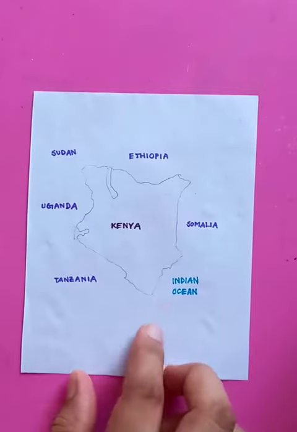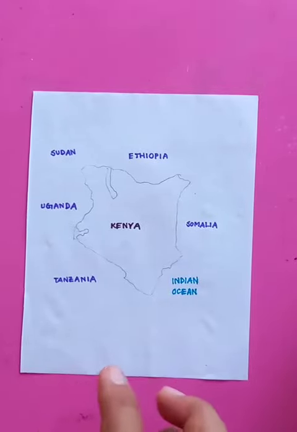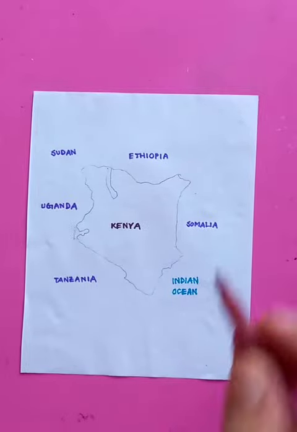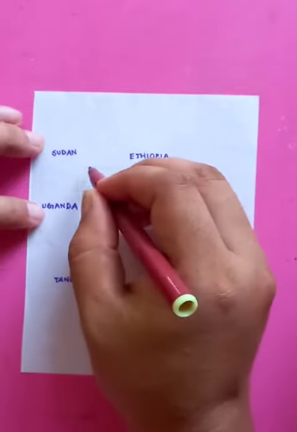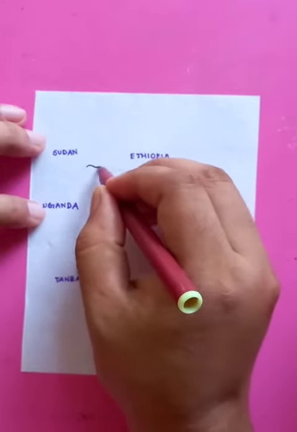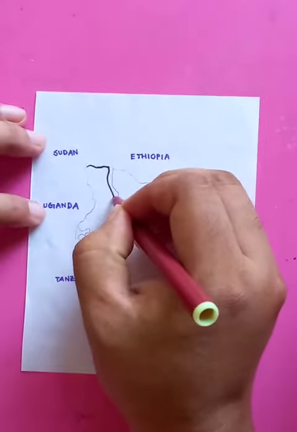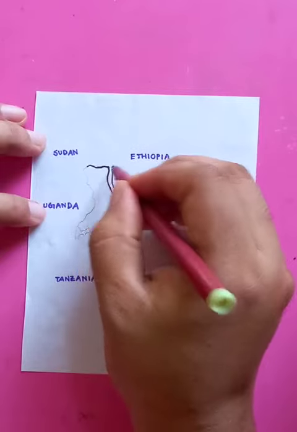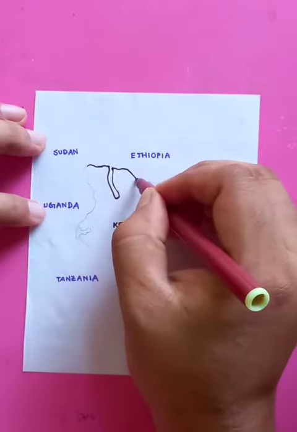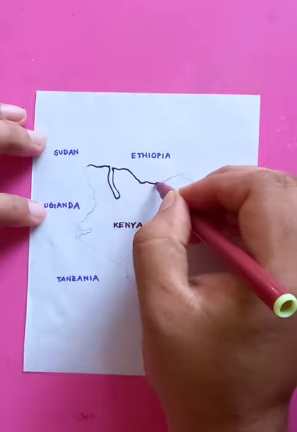Alright, today you can see I'm going to draw the map of Kenya, and we're going to draw a particular shape. Then we're going to put the color inside the borders, and just to show the usual appearance or the shape of the map, how does it look in the world atlas.